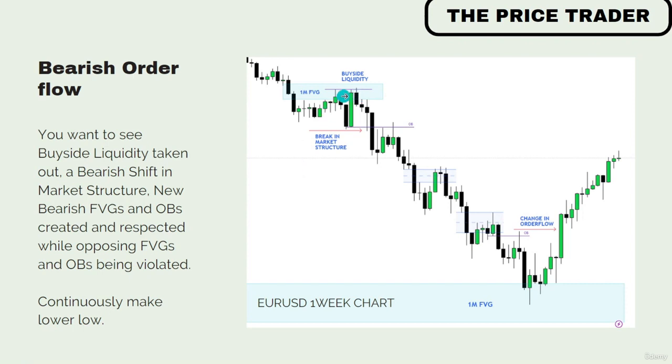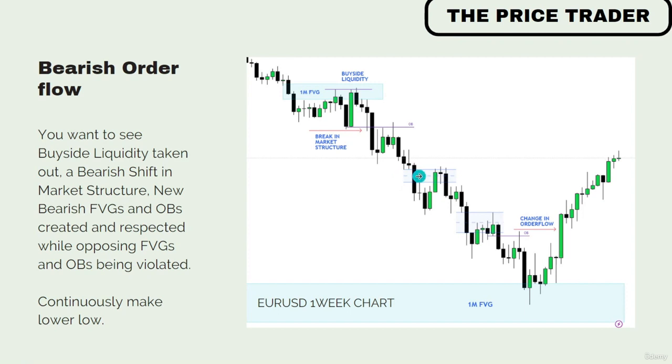So once you see buy side liquidity taken out, you want to see a shift in market structure. But in this instance, it's a break in market structure because this is a weekly chart and it's more significant. Look at how many weeks, and months, this market dropped after breaking this market structure. So you want to see continually, after it breaks this market structure, new bearish fair value gaps and order blocks being created and respected. So any new order block like this one, once it was broken, confirmed, you want to see it being respected. That is how you define order flow. That is how you know that order flow is being respected.